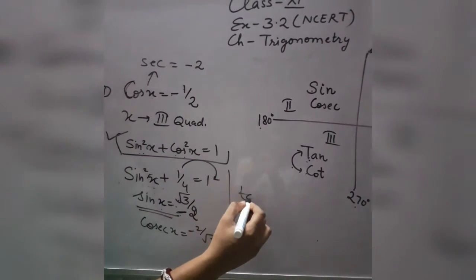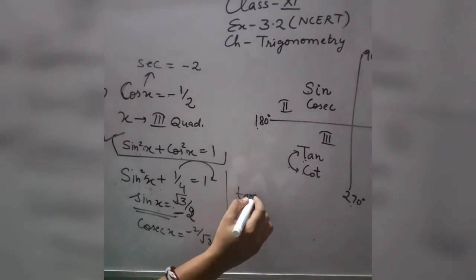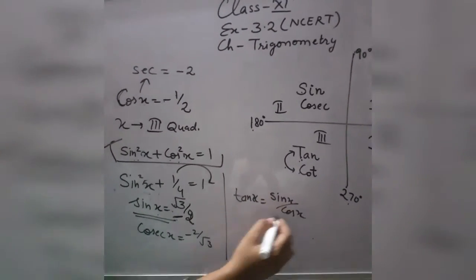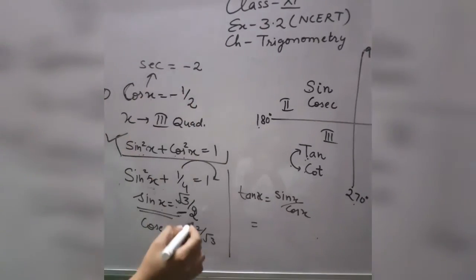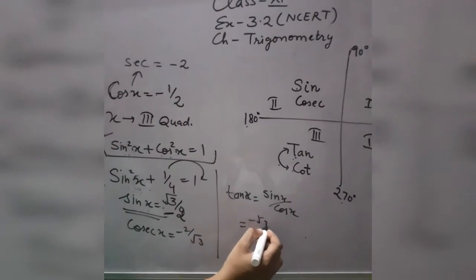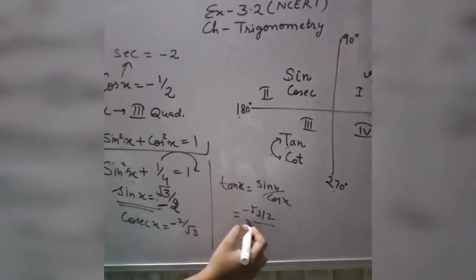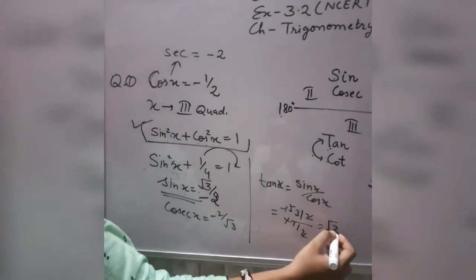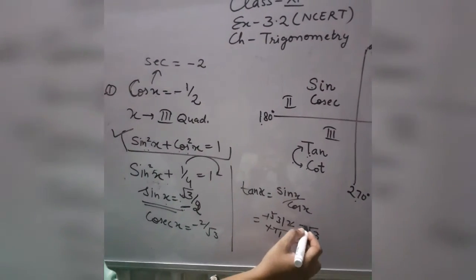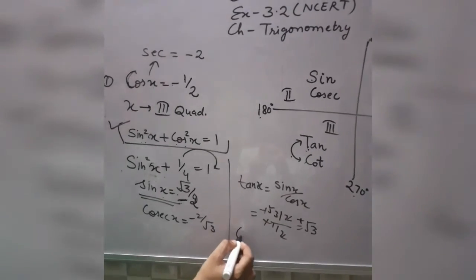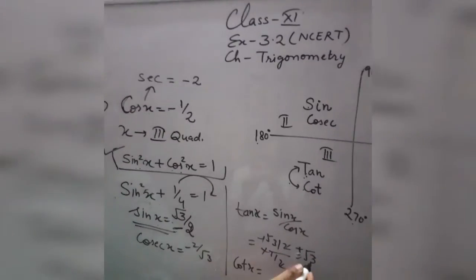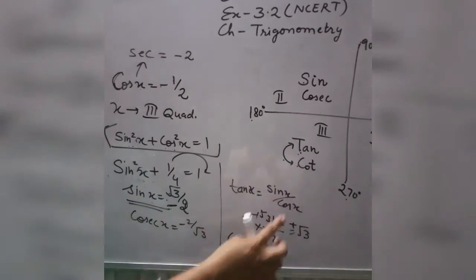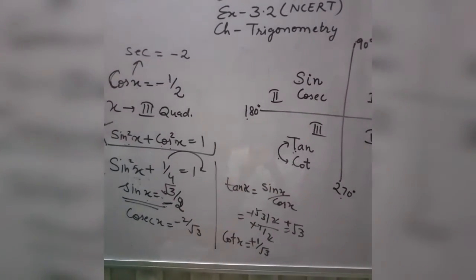And all of you know that tangent theta, or you can say tangent x, is equal to sine by cos. And what is the value of sine? Sine is minus root 3 by 2, and the value of cos is minus 1 by 2. Minus is cancelled with minus, 2 is cancelled with 2. The value of tangent x is root 3, which is positive in the third quadrant. And cot is the reciprocal of tangent; the reciprocal of root 3 is 1 by root 3. And cot is also positive in the third quadrant, that's why you get a positive sign here.